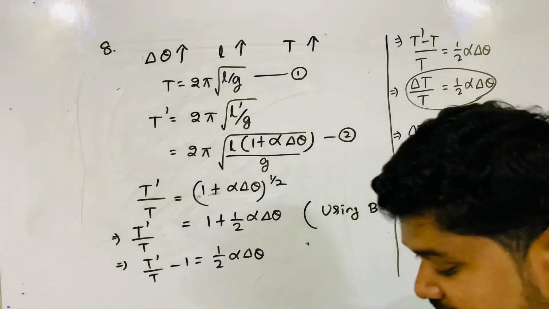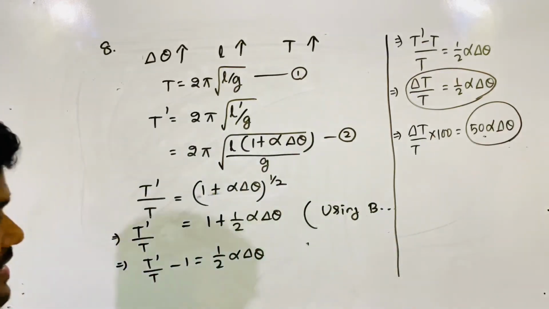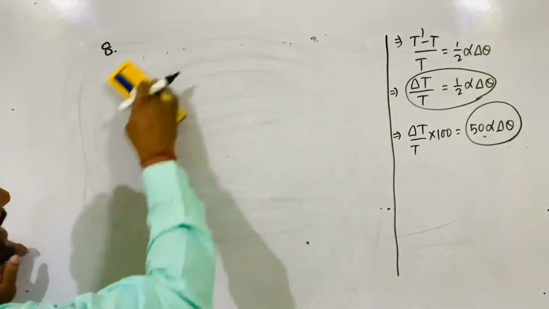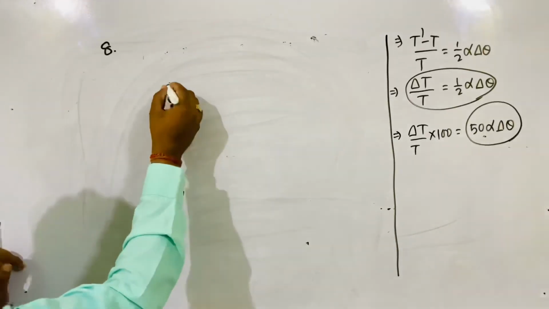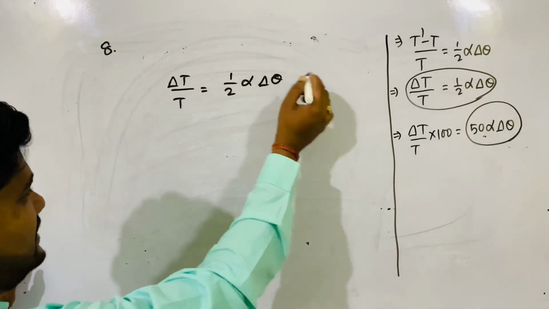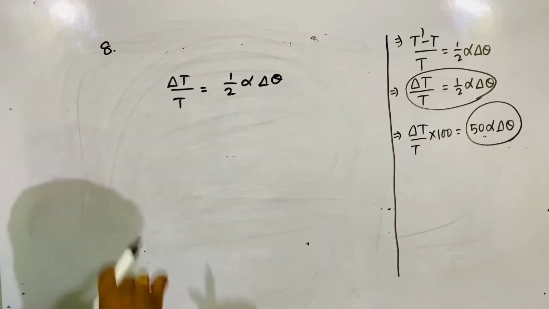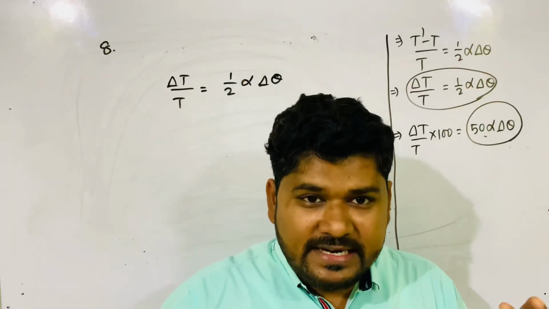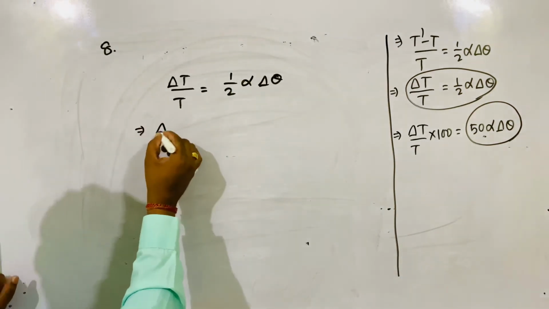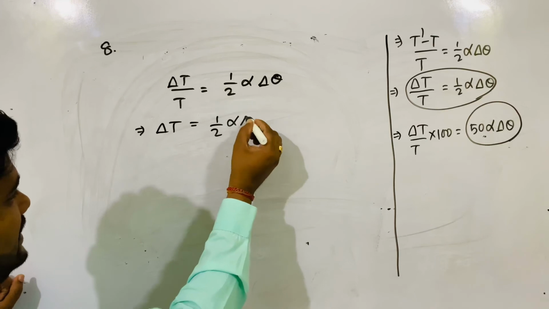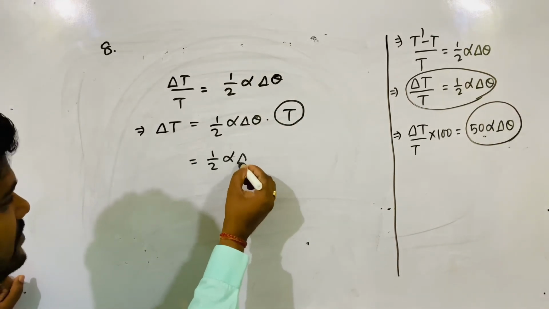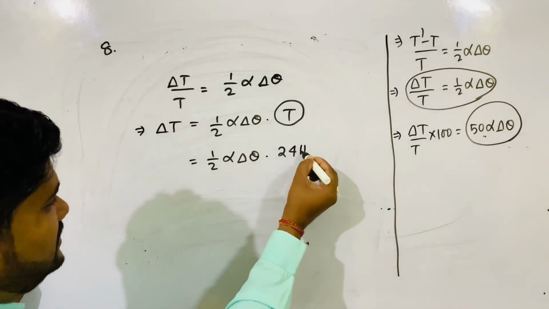Then, what is the delay in time in one day? Now let's see. Use the formula: del T by T is equal to half alpha delta theta. This delay means del T, the increase in time period, that is the delay. So let's find that del T. Del T is half alpha delta theta into T. T means in how much time? In 1 day. 1 day means 24 hours.